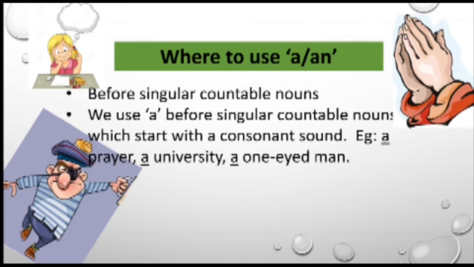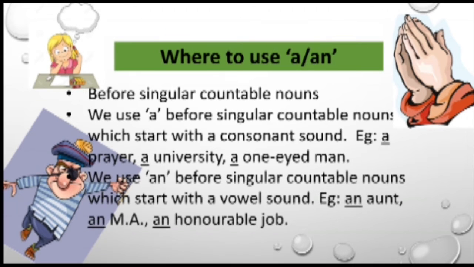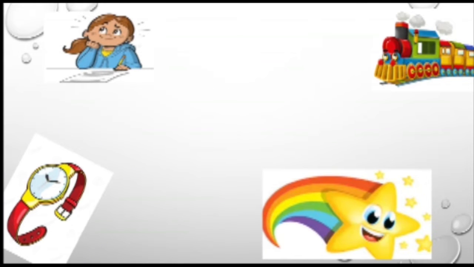You can see university, though starts with U, that's a vowel, but the pronunciation comes as Y. A one-eyed man. One starts with O, that's a vowel, but the pronunciation comes as W. So with these type of words, we use a. We use an before singular countable noun which start with a vowel sound. For example, an aunt, an MA, an honorable job. Honorable job starts with H. That's a consonant, but the pronunciation comes as O. So here we use an before it. Now, I hope you have understood indefinite articles.